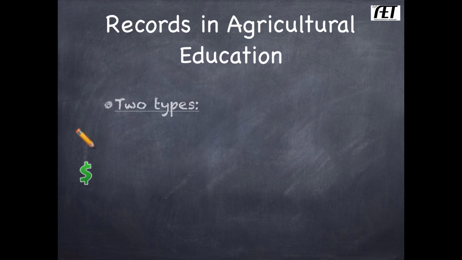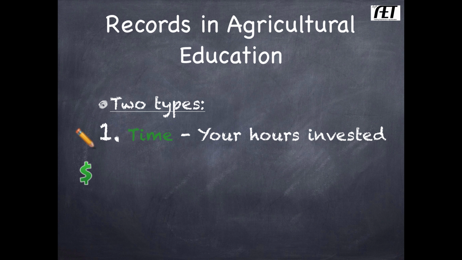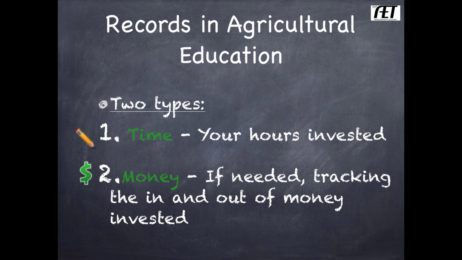Now, as we move into record keeping, there's really two types of records that we keep. So every time something happens, we're either tracking time, the hours you invested, or we're going to be tracking money that you've invested or you've taken out, so in or out.